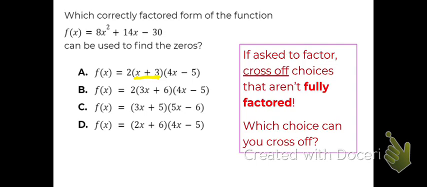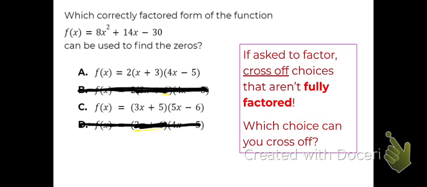3 and x plus 3. Can I divide x by something I can also divide 3 by? Nope. How about 4x and 5? Nope. How about 3x and 6? Yeah, I can divide 3x and 6 both by 3. So this is not fully factored. So the answer cannot be B. How about C? 3x and 5. That's good. 5x and 6. That's good. How about this one? 2x and 6. Yeah, I can divide 2x by 2 and 6 by 2. So this is not fully factored. So this cannot be the choice because it is not fully factored.